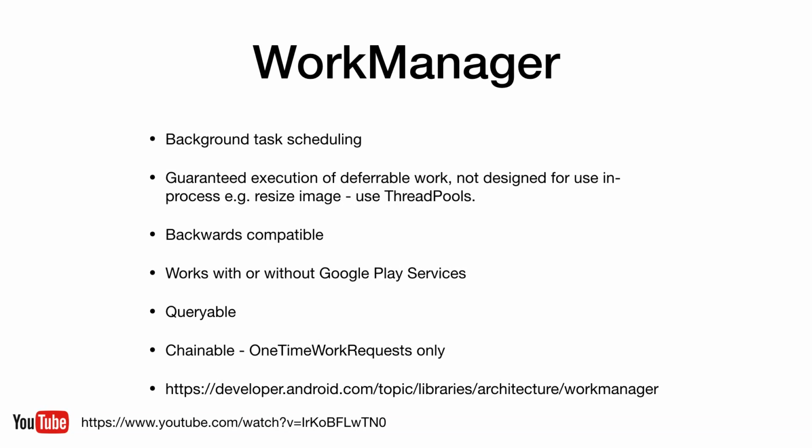It's backwards compatible. It works with or without Google Play services being on the device. It's queryable, which is something you can't do with Job Scheduler at the moment. You can't say, what is the status of this job? You just have to fire and forget. And the other cool thing is it's chainable, so you can have multiple items of work, and the subsequent ones can depend on the first one, and they'll execute in order or in parallel, depending on how you set it up.